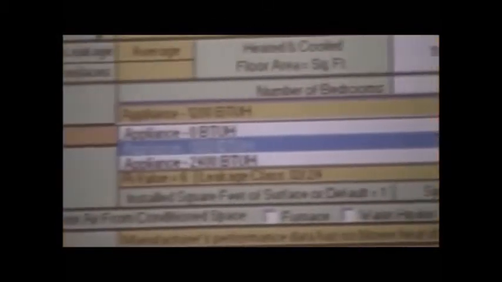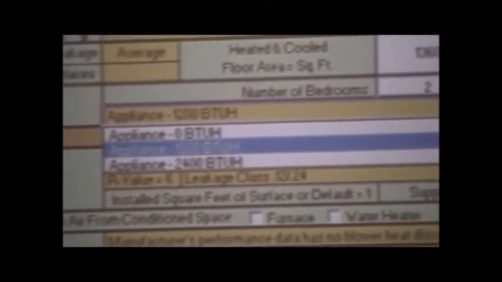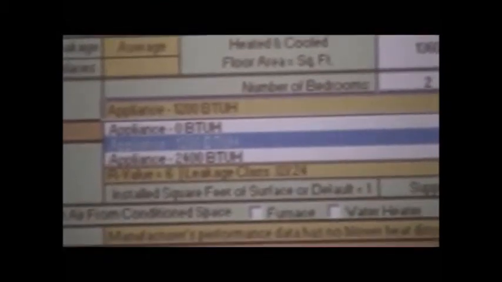Notice again how the values are beginning to come together. Appliance load. We're only given 2 or 3 choices for appliance loads. You may say, what's appliance loads? Washer, dryer, oven, computers.